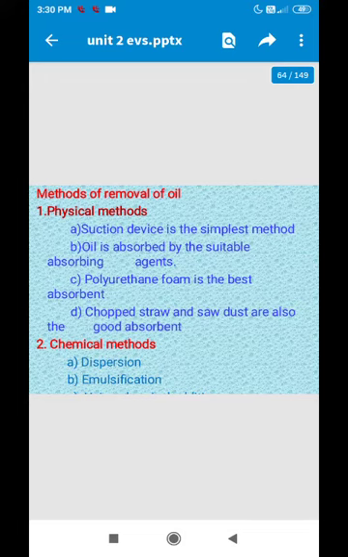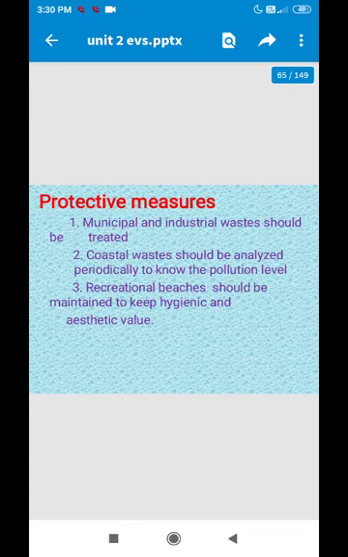And then we can use the chemical method, that is dispersion and emulsification. With the help of that we can remove the oil. And then let us see the protective measures. Municipal and industrial waste should be treated. Coastal water should be analyzed periodically to know the pollution level, and recreational beaches should be maintained to keep their hygienic and aesthetic value.